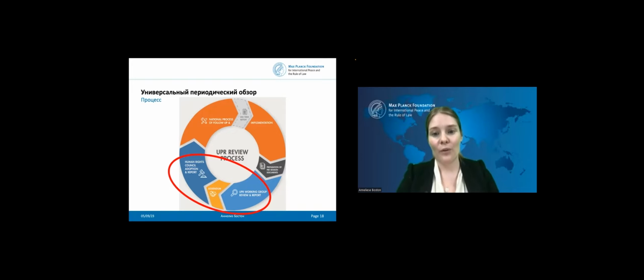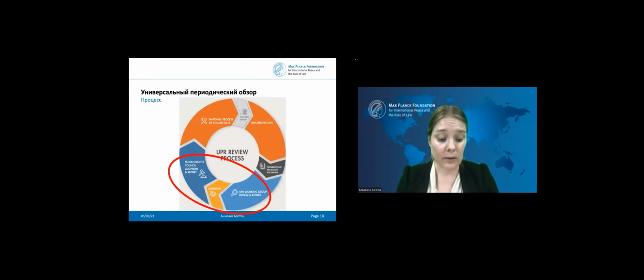So following the submission of all these documents, the review itself takes place. The reviews are held in the Palais des Nations at the United Nations in Geneva. The review is held by a working group comprised by members of the Human Rights Council, so other states. Each review lasts for approximately 3 hours and comprises 1 hour where the state presents its report and replies to any questions that have been submitted in advance, and then 2 hours of an interactive dialogue between all the states.